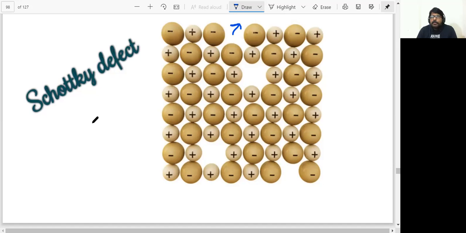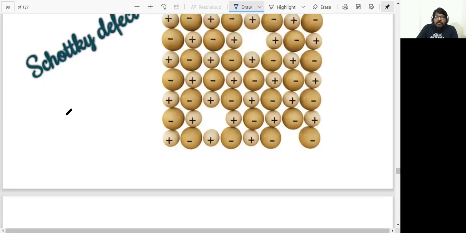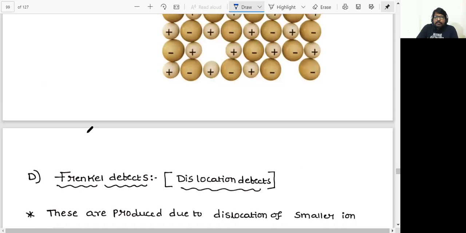Another important point: these Schottky defects are found in solids which have a high coordination number. High coordination number means coordination number 6 and coordination number 8. That is possible when the sizes of cation and anion are almost the same. I'm not saying exactly the same, but there is not much difference in the radii of cation and anion. So this is about Schottky defects. Due to Schottky defect, density decreases.